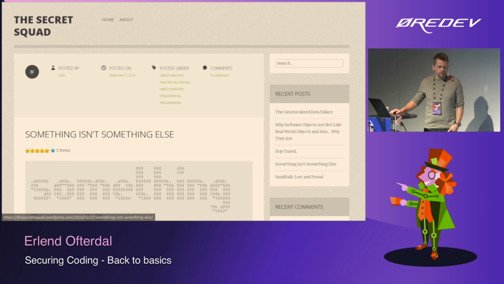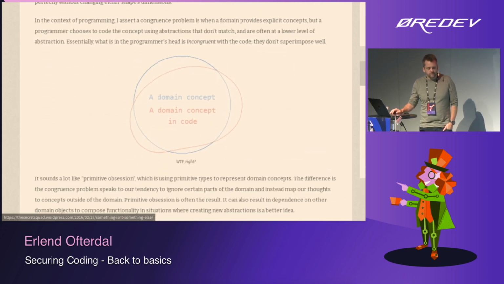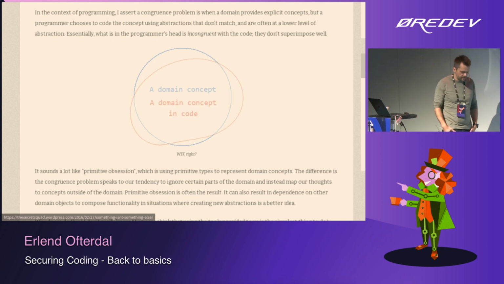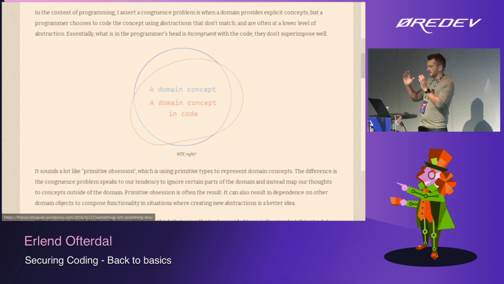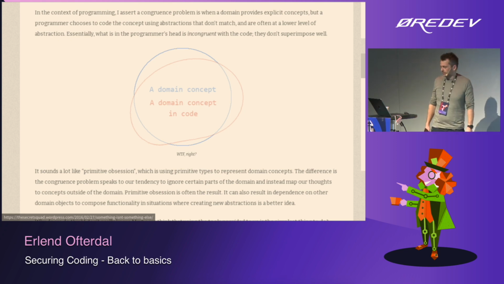And then I found this other blog post that's called Something Isn't Something Else. And we scroll down a bit. There's this diagram here, which also is great. So we have a concept in mind, and then we have the actual implementation of the things, and they don't align. So we think something is this way, or this is the way it's supposed to be, but then it's a bit skewed. It's not exactly what we thought it would be.